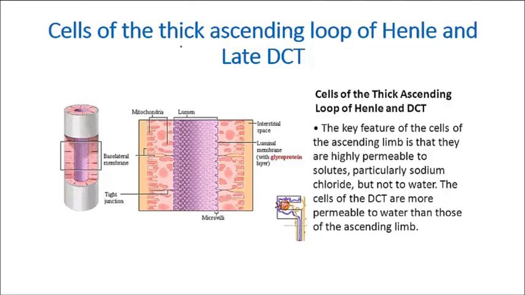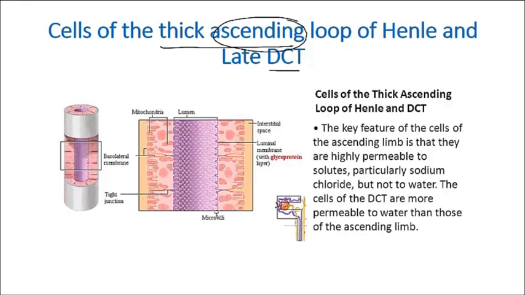Now we look at the cells of the thick ascending loop of Henle, and we'll also see the structure in the distal convoluted tubule. This type of cell, the distal convoluted tubule structure, is mostly the thick part of the Henle's loop and the distal convoluted tubule. They have very similar structural features. The epithelia of the thick ascending loop of Henle and the early distal convoluted tubule are very, very similar.